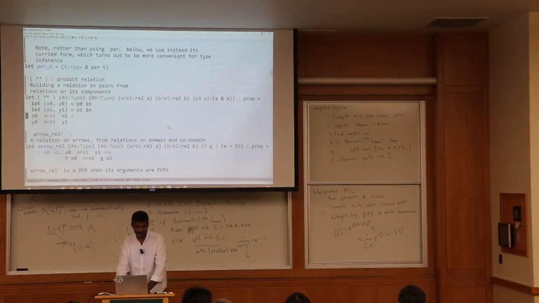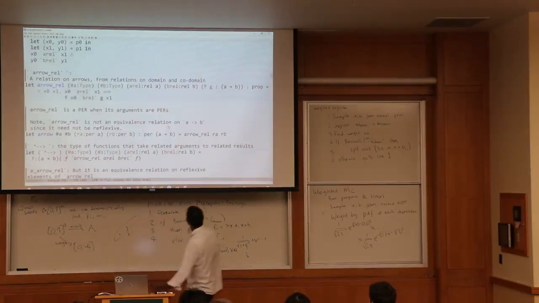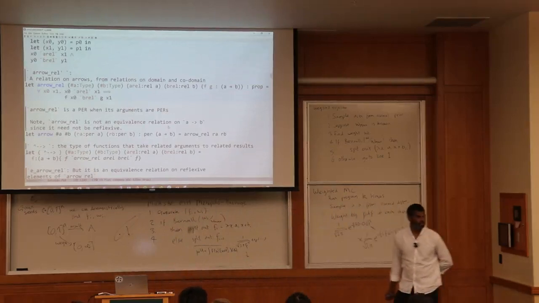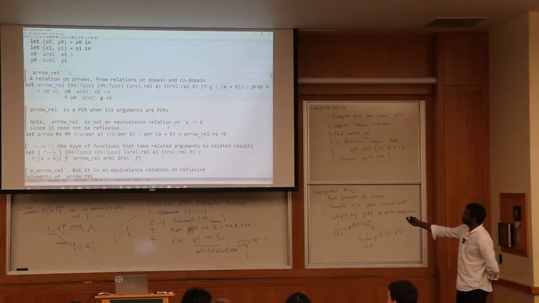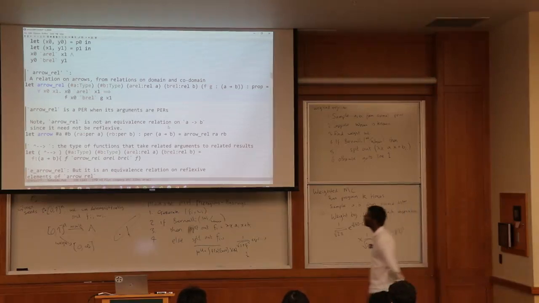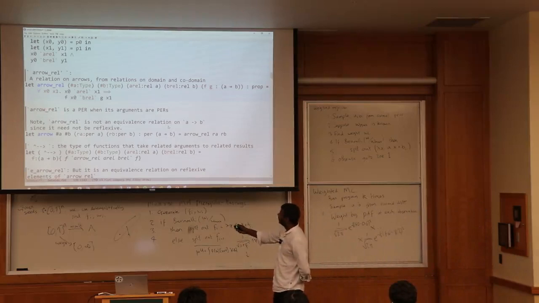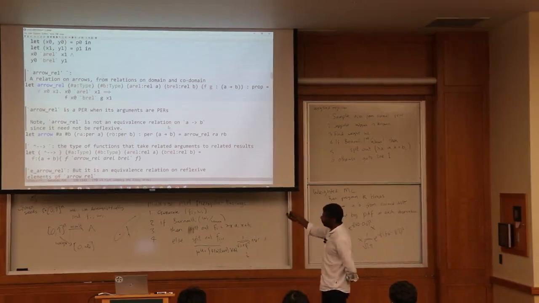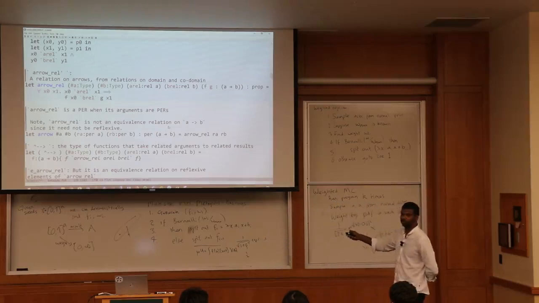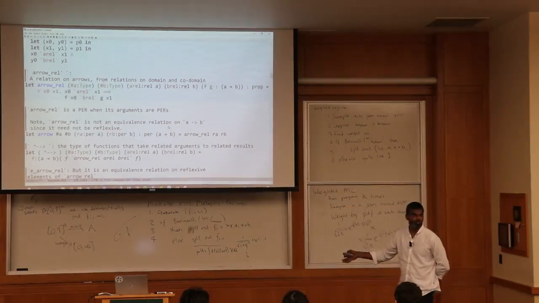So that was lifting relations into pairs. I can also lift relations into arrows, and this is now getting into the classic logical relation style of things: two functions from A to B are related if they take related arguments to related results. And arrow rel is a pair. That's one main theorem in some sense. If I have pairs on the arguments and the results, then lifting the pair to the arrow produces a pair.